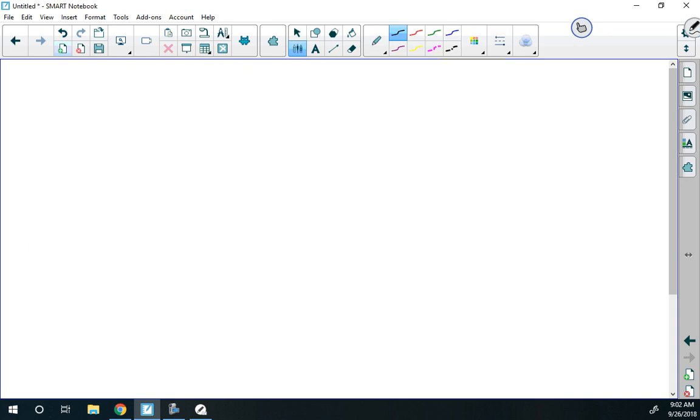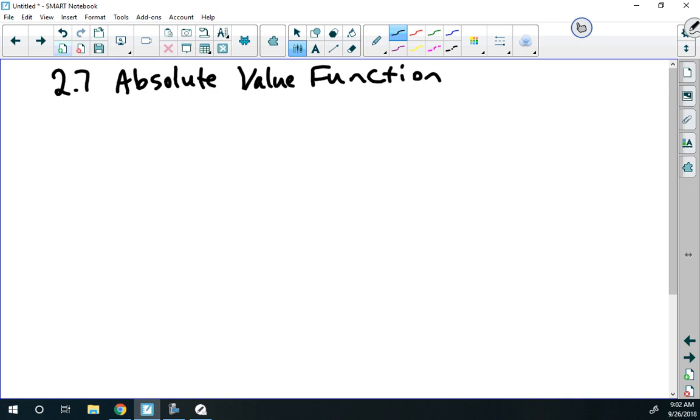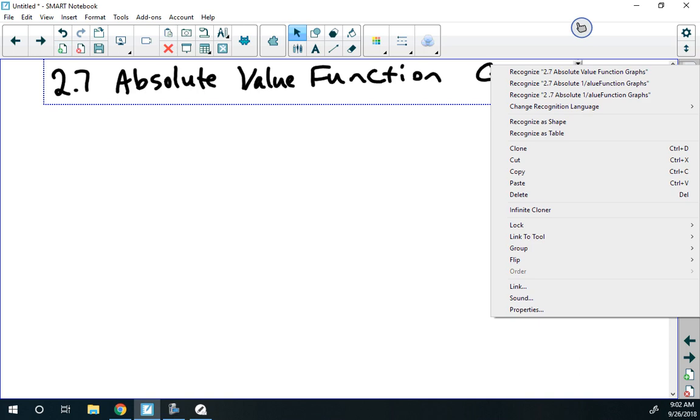So the title, in case you missed it, is 2.7 Absolute Value Function Graphs.